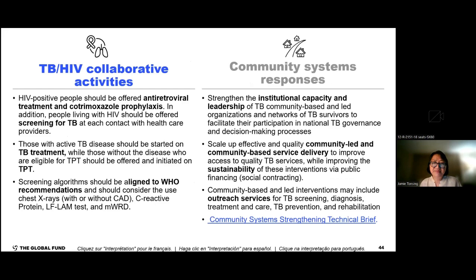On community systems and response, we need to strengthen the institutional capacity and leadership of TB community-based and led organizations, including now, in many countries, networks of TB survivors beginning to form. We have to scale up effective and quality community-led and community-based service delivery to improve access to quality care. And we also need to think about how we can improve outreach services through support of community-based organizations. There's a link to the technical brief on this area provided in the slide.